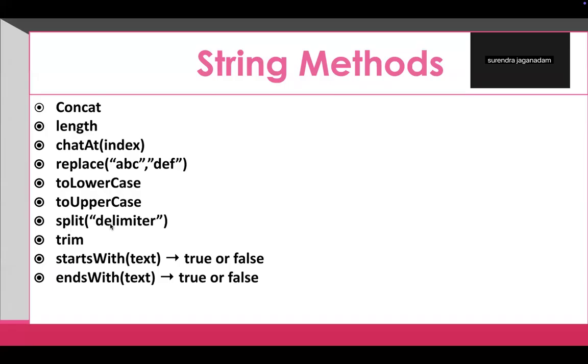Split is a method where the given string is split down into multiple small strings. Trim is a method which is used to remove the unnecessary spaces either before the start of the string or at the end of the string. startsWith and endsWith are methods which are used to compare things. If my string is starting with this word, return true. If my string is not starting with that word, return false. The same is applicable for endsWith also.